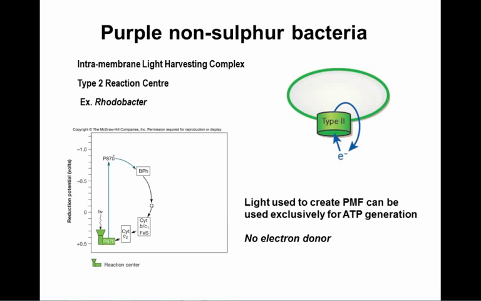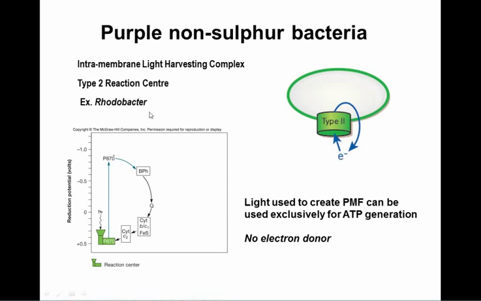Purple non-sulfur bacteria, what are they doing? They're rather different. This time, a type 2 reaction center, and the electrons are transferred in from cytochrome. They're boosted up, and they just go around and around and around on this little electron transport chain merry-go-round. But the important thing here is you've got quinone somewhere in this cycle. So quinone can pick up protons from one side of the membrane and transfer them to the periplasmic side. That's going to allow bacteria to create proton motive force, and they can use that for ATP generation.